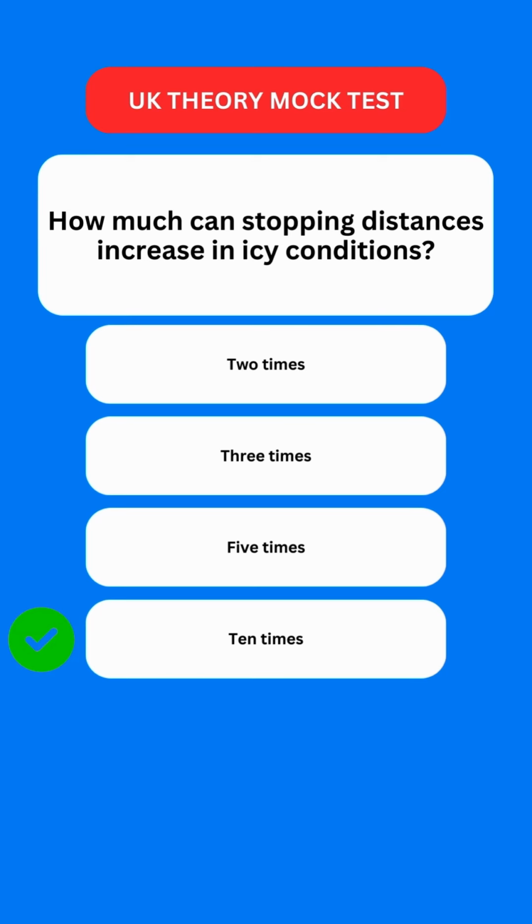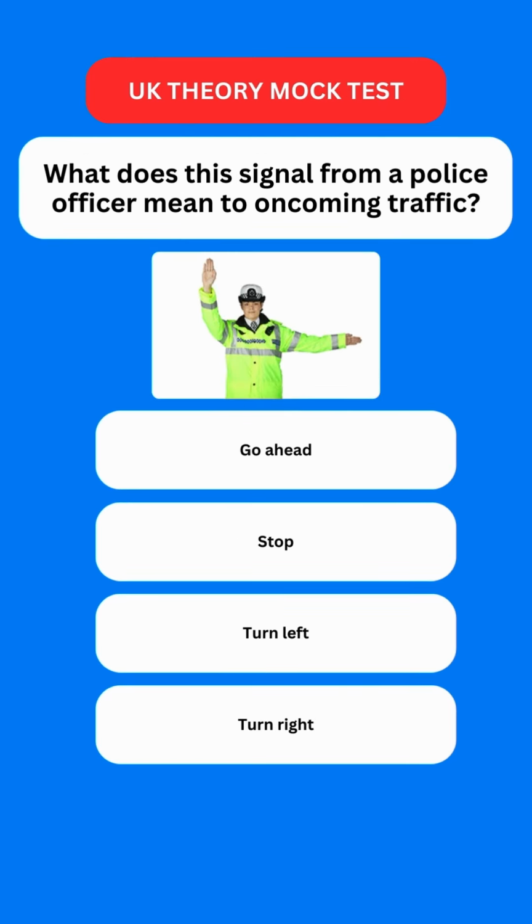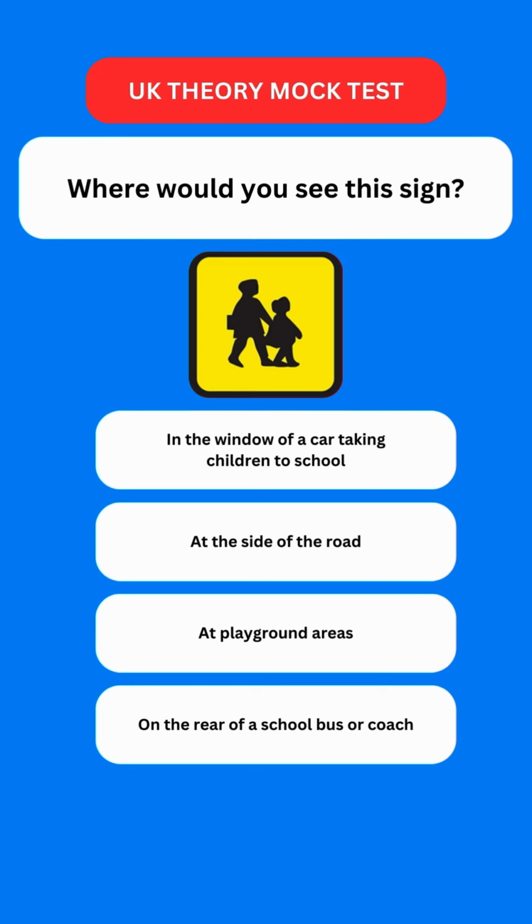So the correct option is the last one. It can increase up to 10 times. Next question is, what does this signal from a police officer mean to oncoming traffic? Options are go ahead, stop, turn left, or turn right. So the correct option is the second option. This signal means stop.